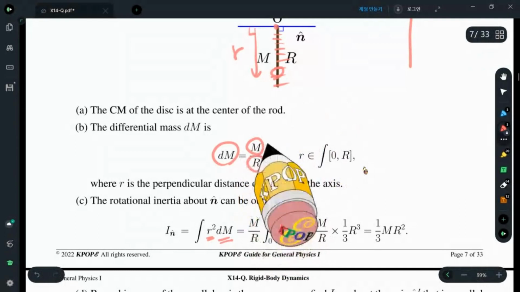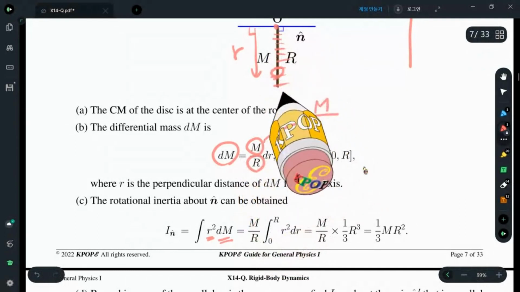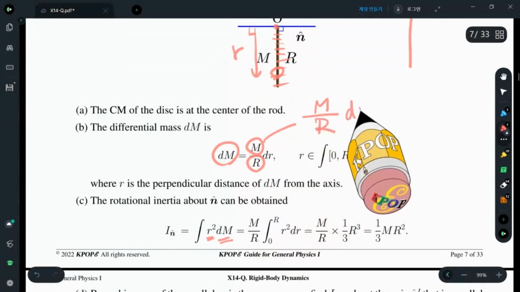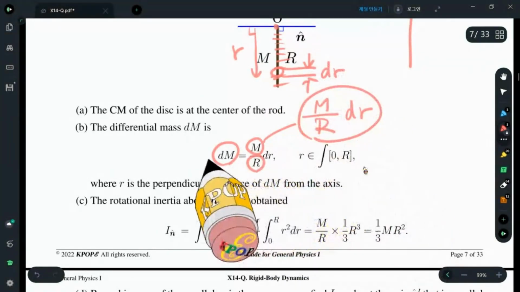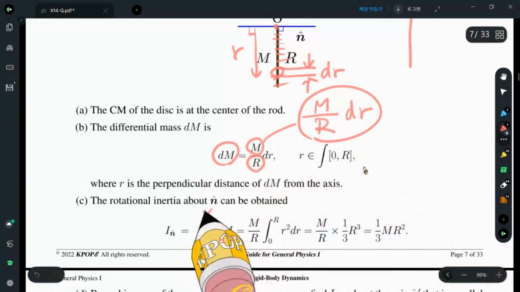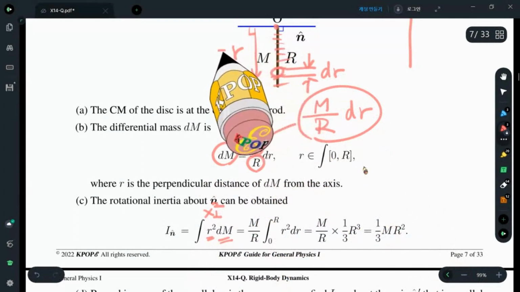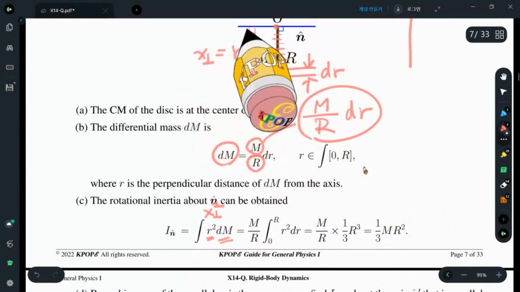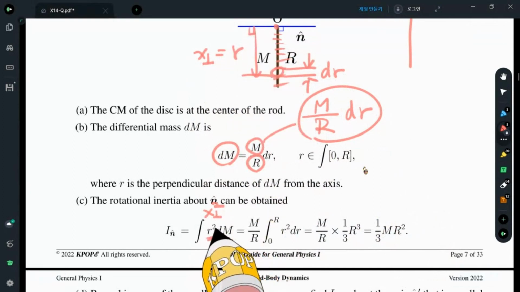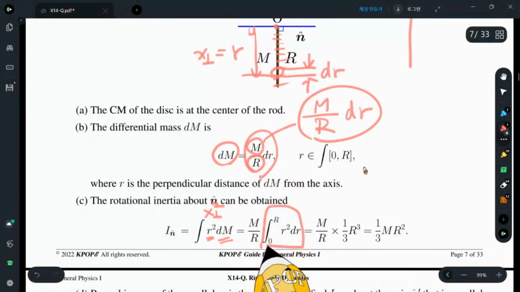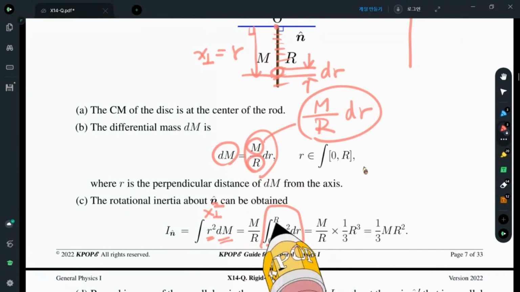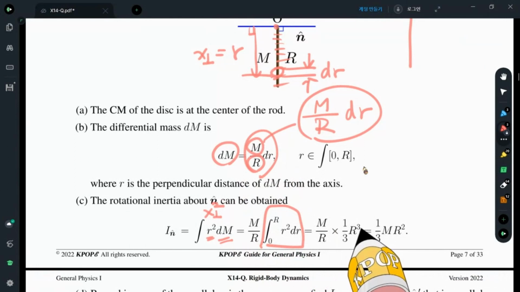So the density, this is the mass density, mass divided by total length, times the differential of the coordinate. So this one is the mass element. This mass element is multiplied by x perp squared, where x perp is the perpendicular distance. So dm is capital M over R times dx, and capital M over R is constant. I factor this out. Now the integral becomes a trivial integral, 1/3 capital R cubed, and R cancels. So we have 1/3 mr squared.